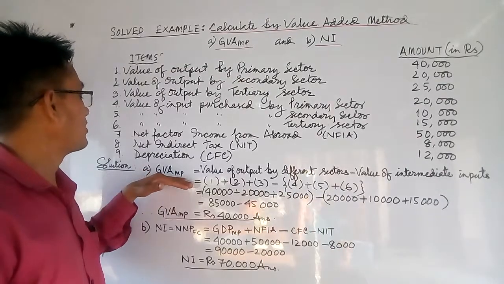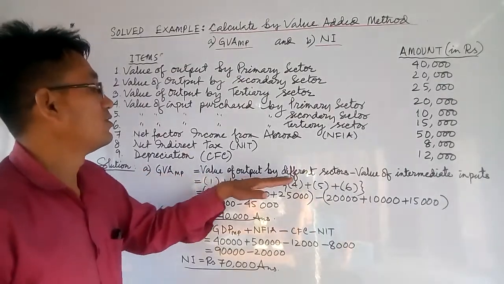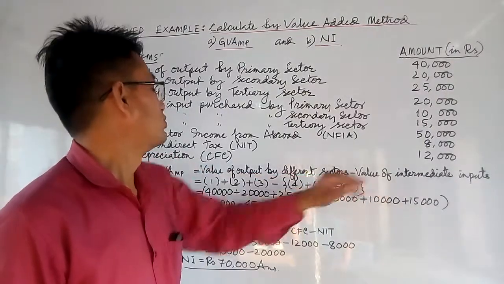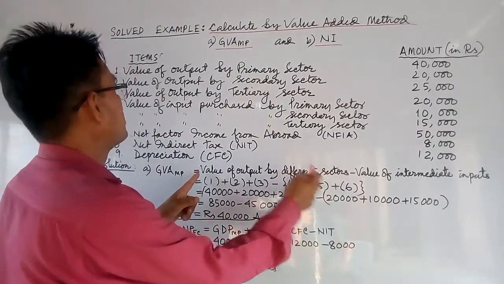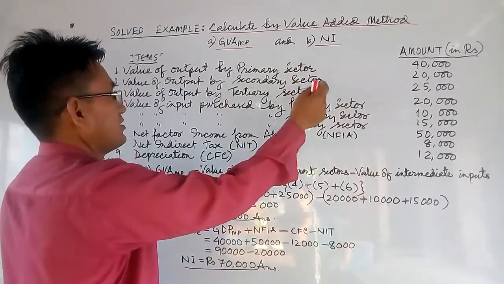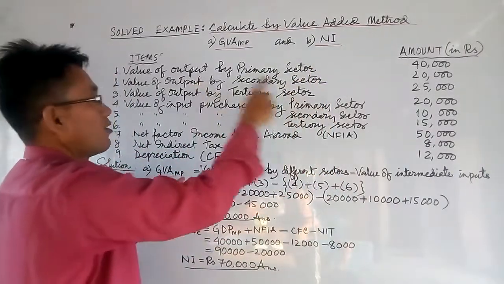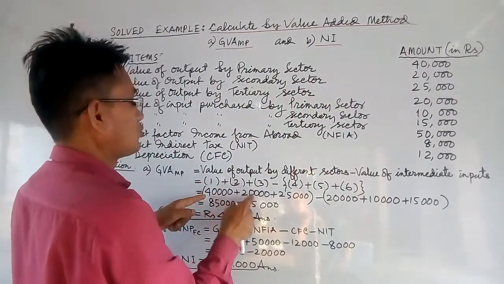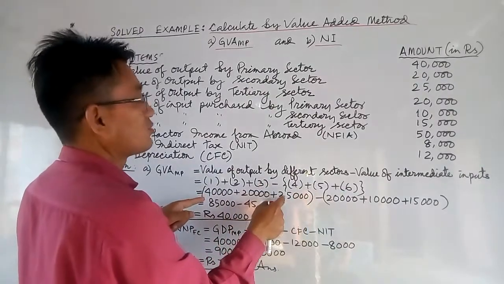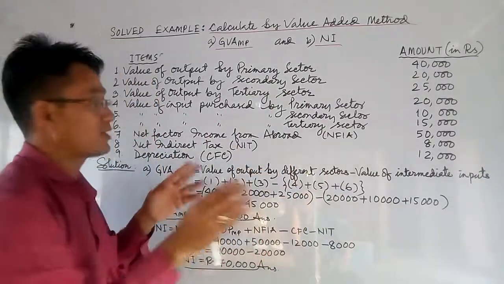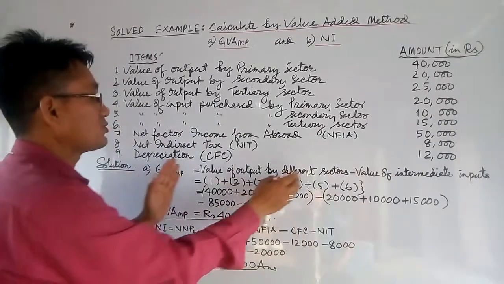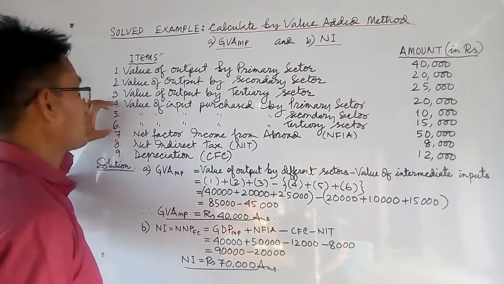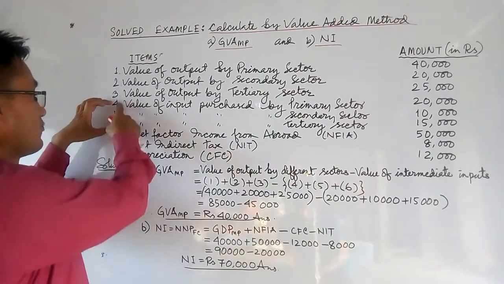Gross value added at market price is equal to value of output by different sectors minus value of intermediate inputs. Value of output by different sectors means primary, secondary, tertiary. For these 3 sectors we have the value of output: number 1 is 40,000, number 2 is 20,000, and number 3 is 25,000. And from this we have to subtract the value of intermediate inputs, given by serial numbers 4 to 6.